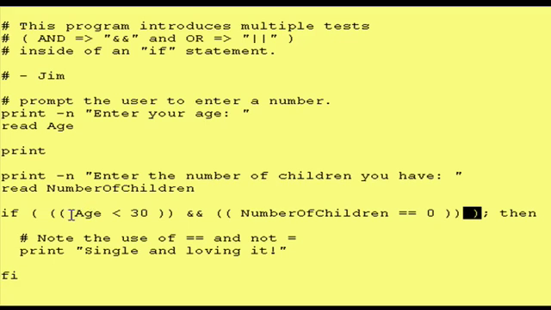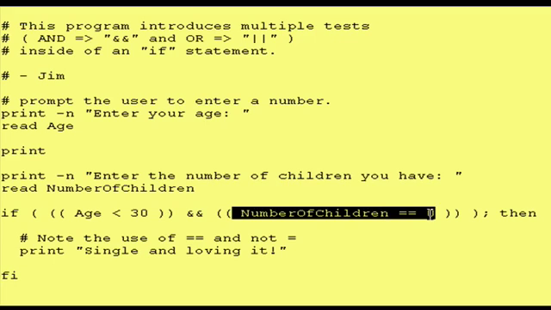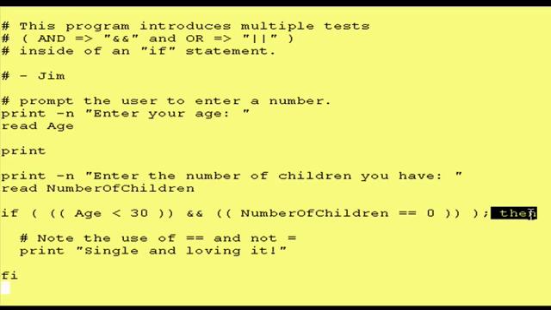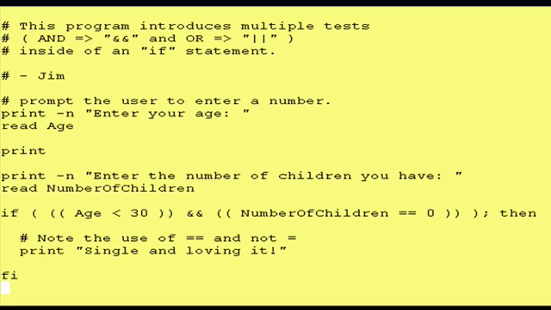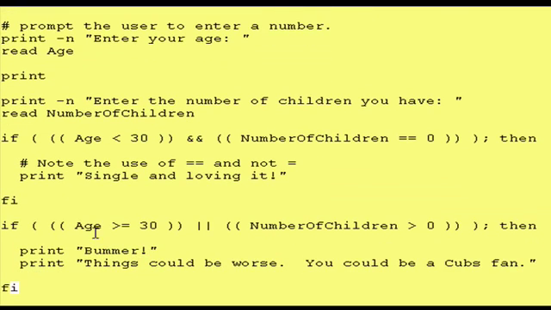Okay, so once again, if and only if your age is less than 30 and your number of children is equal to 0, then we will go inside of the then statement and run all of these commands till we hit the fi statement. If either one of these is not true, then we skip right down below the fi statement and start execution from right there. If both of these are true, then we print single and loving it.